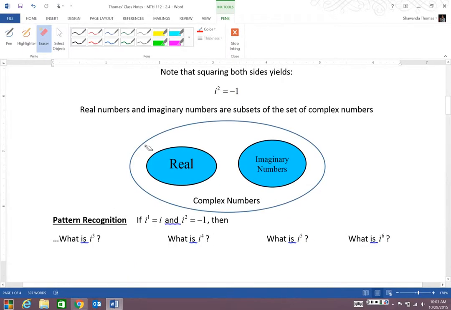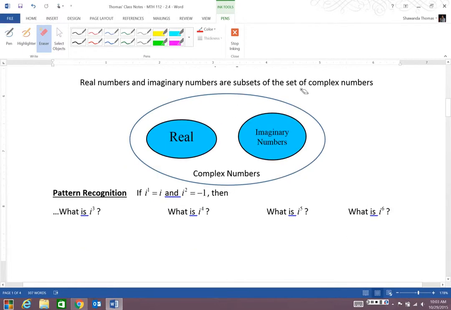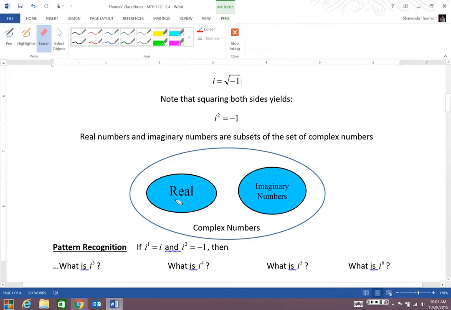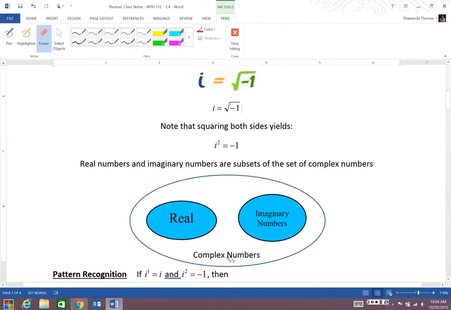Alright, here is basically an illustration of what complex numbers are in terms of real numbers and imaginary numbers. So it says real numbers and imaginary numbers are subsets of the set of complex numbers. So, just imagine complex numbers is the universe, and real could be Earth, right? And imaginary numbers could be Pluto. So these are all called complex numbers. But what we've been used to dealing with are real numbers, and now we're on the other planet of imaginary numbers.